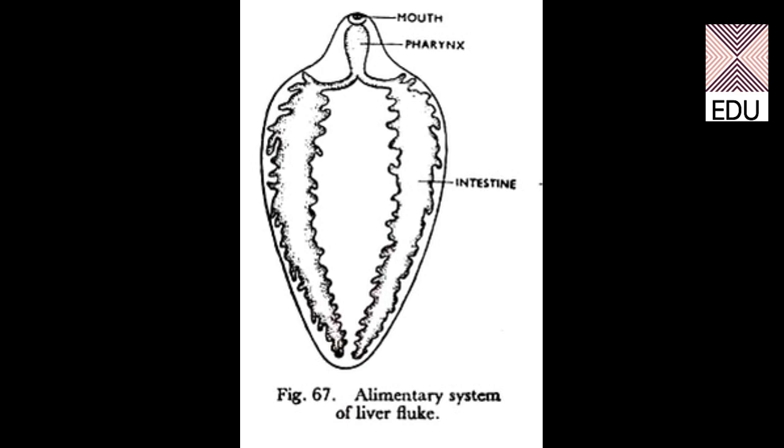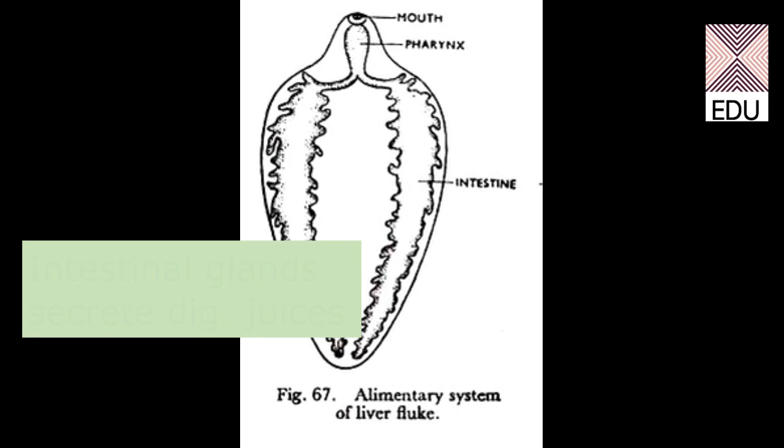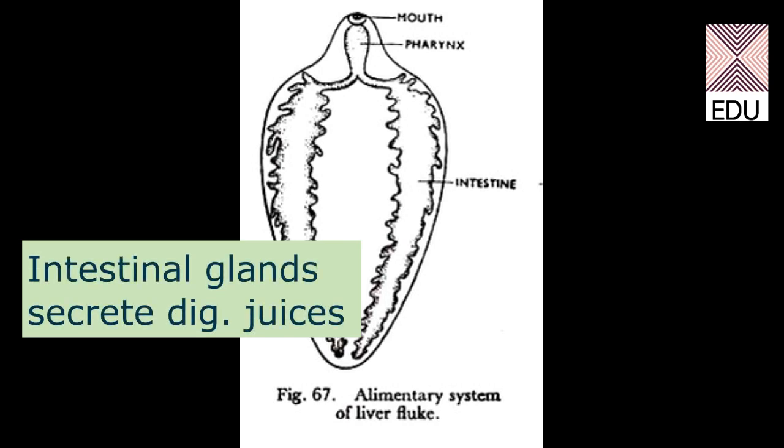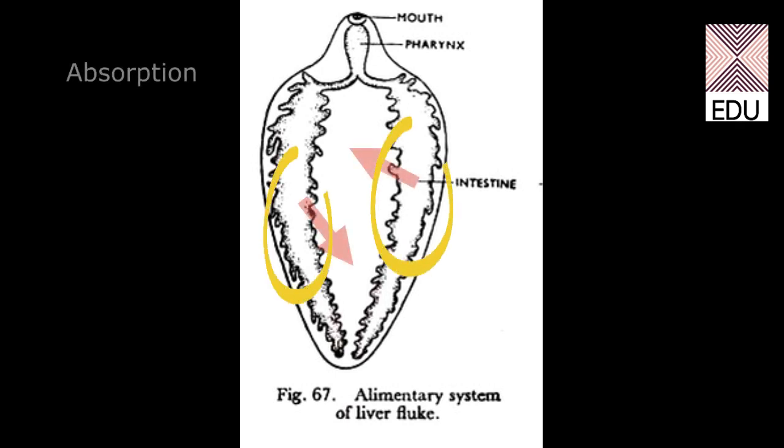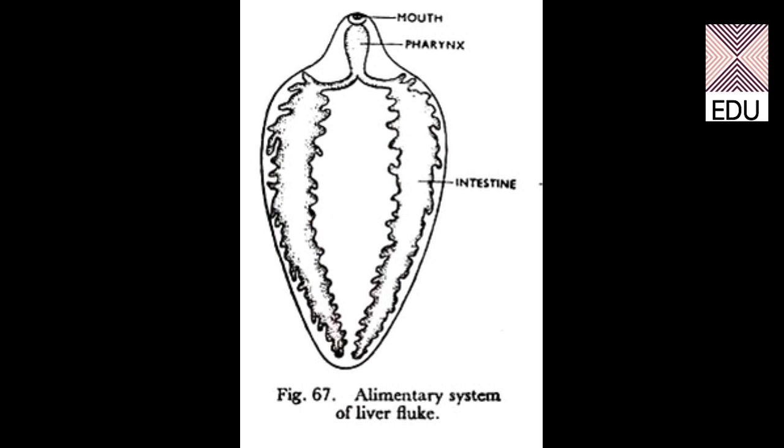earlier. Now the digestion here is extracellular, and it takes place in the intestine. So it takes place in the two limbs of the intestine, left and right. Now the distribution of the digested food is accomplished by the ramifying diverticula or the caecae, which we have discussed. So here the absorption occurs. So the waste materials are expelled through the mouth.